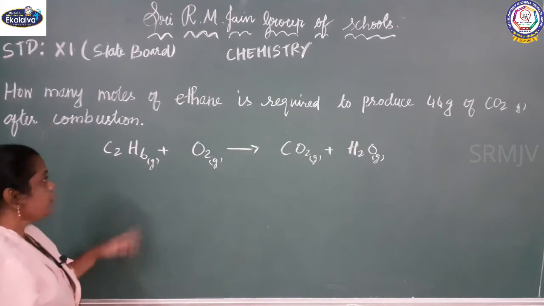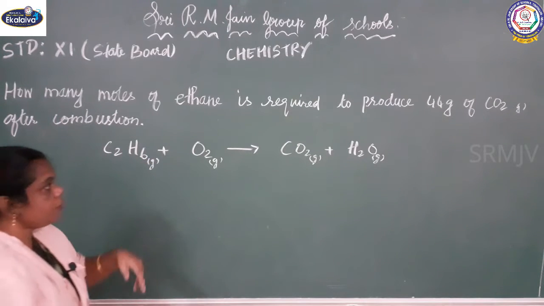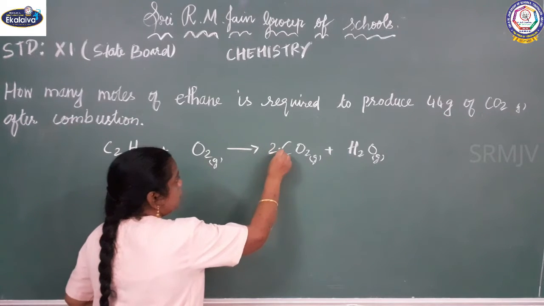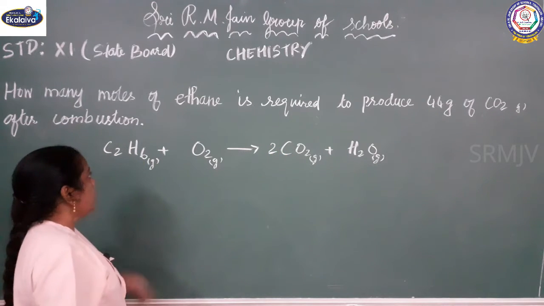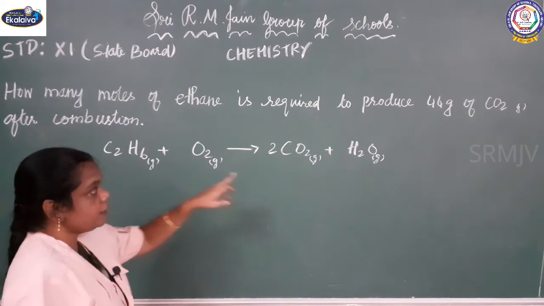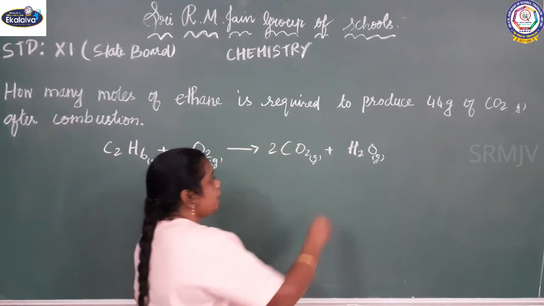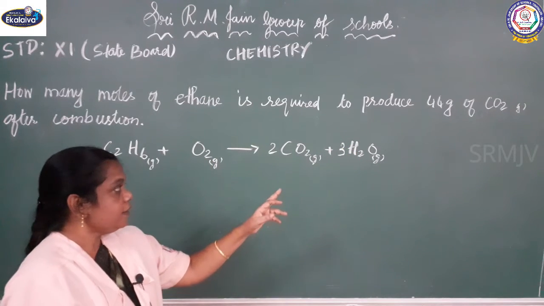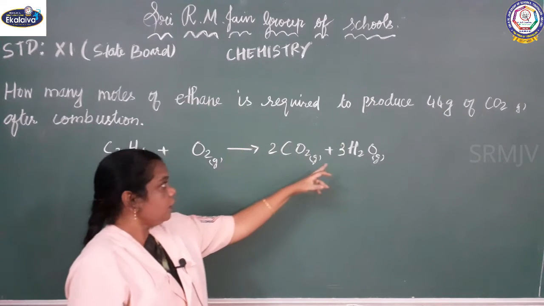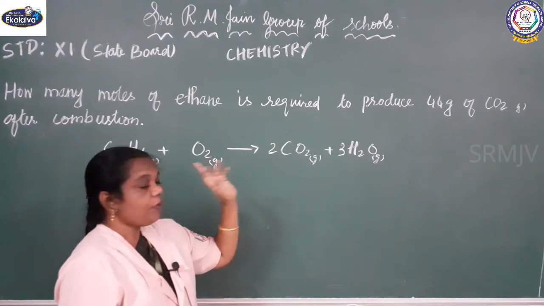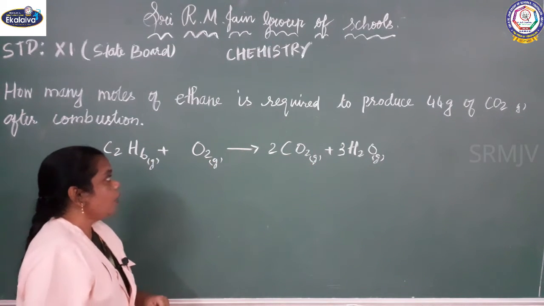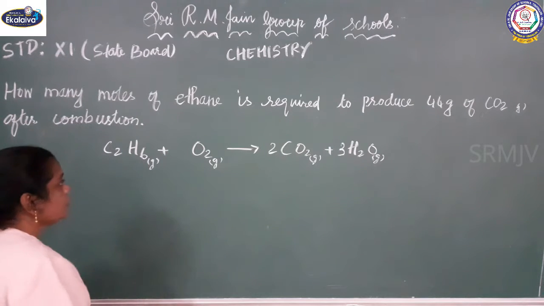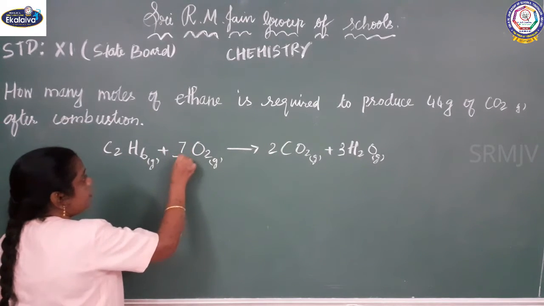Now balance the carbon: 2 carbons on this side and 1 on this side, so you write 2 here. The carbon is balanced. Hydrogen: 6 hydrogens here and only 2 hydrogen here, so if you write 3, the hydrogen is balanced. Now come to oxygen. 3 plus 4 is 7 oxygen, but here only 2 oxygen, so this can be written as 7 by 2.